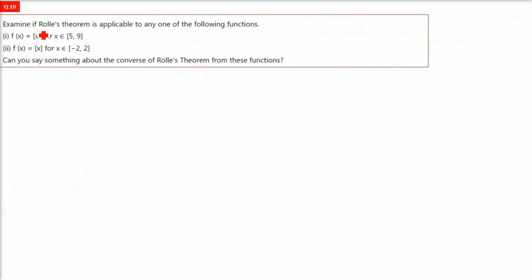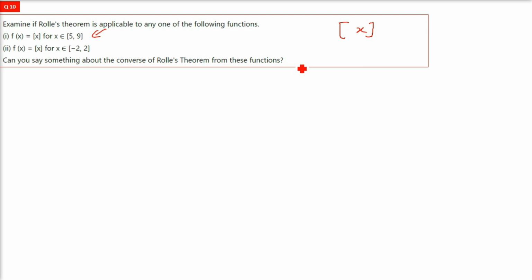This question: examine if Rolle's theorem is applicable to any one of the following functions. So whatever you do, see, this is a greatest integer function. It will give you the lower value when you put any decimal value here. For example, 2.3 will give you 2, 5.6 will give you 5, like that. This is the greatest integer function.